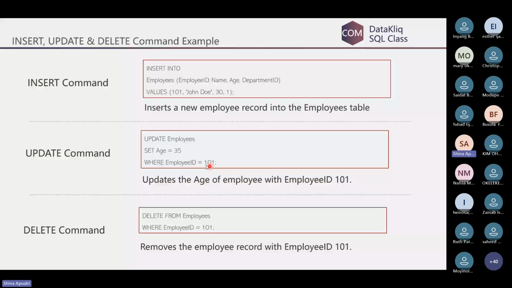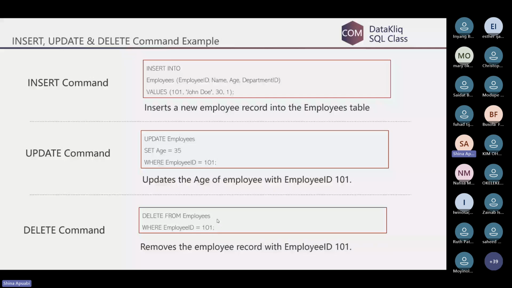You can see that this employee ID is unique. It can only be one. So it means that we are targeting a specific ID for us to be able to edit this, and this will now change from 30 to 35. So what about delete? Delete is very important too. You don't just write delete from employee, because then everything is wiped off. Rather, ensure you specify which ID, which row, you want to delete. So this is what this command does.